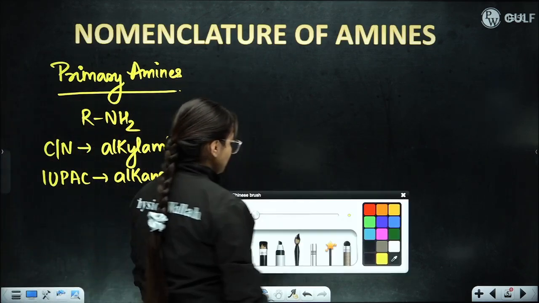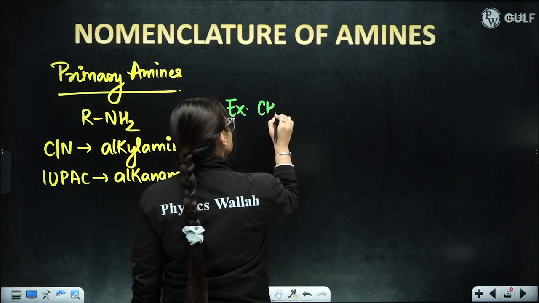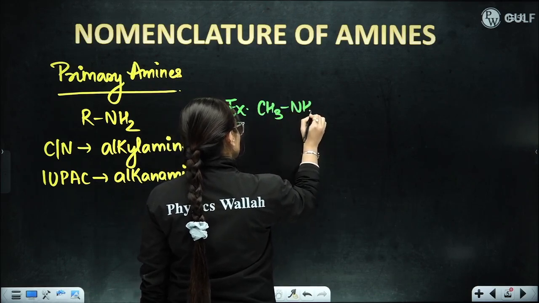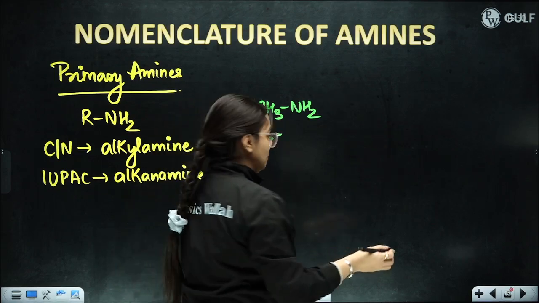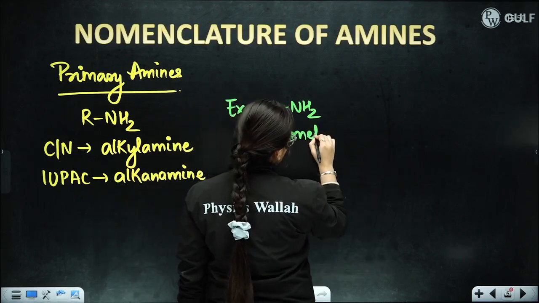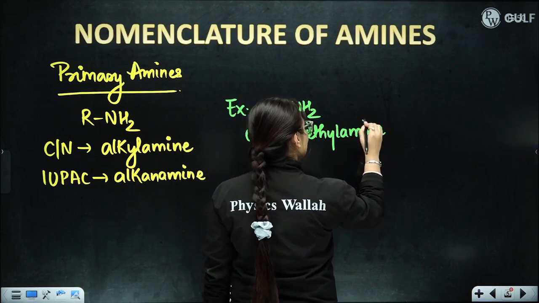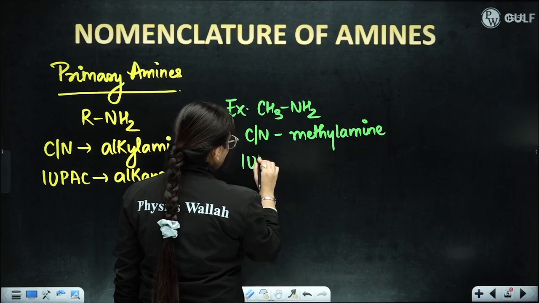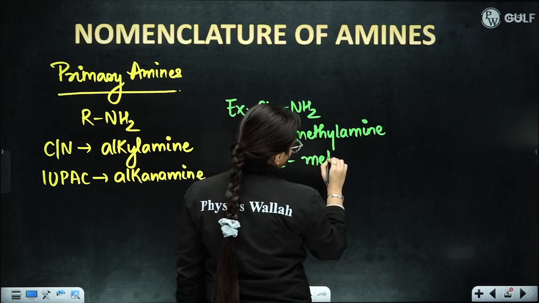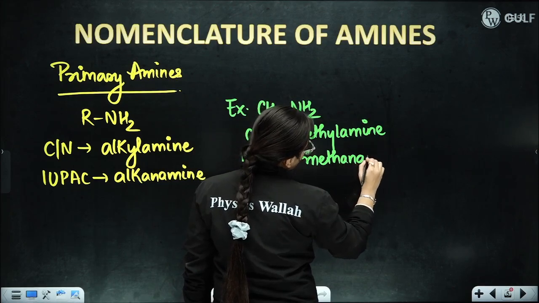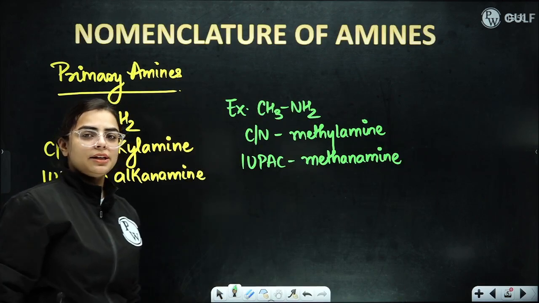Let's take a few examples, students. CH3NH2. Here we have one carbon atom, so it's methyl. Hence the common name is methylamine. What shall be the IUPAC name for this? It is going to be methanamine, everyone.